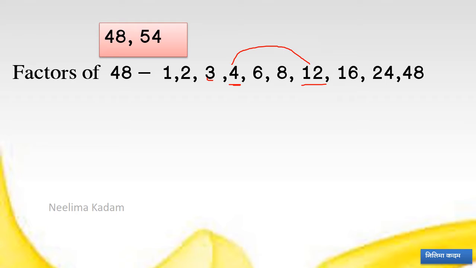After dividing by 3, we get 16. So 16 3s are 48. 24 2s are 48 and 48 1s are 48. In this way also you can find out the factors.